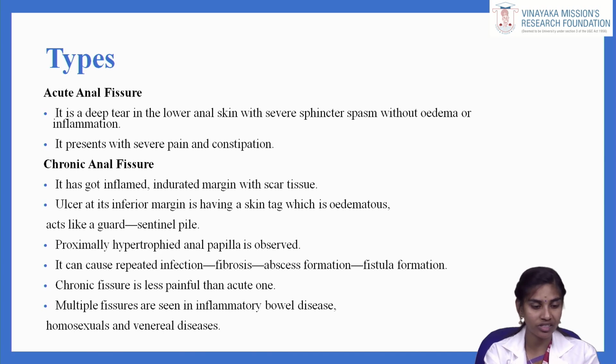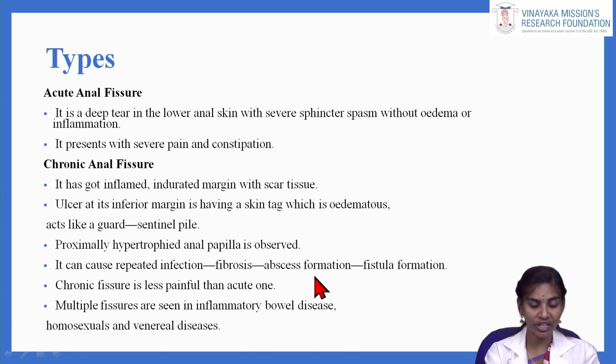It presents with severe pain and constipation. In chronic anal fissure, it has an inflamed, indurated margin with scar tissue. The ulcer at its inferior margin has a skin tag which is edematous and acts like a sentinel pile. Proximally, a hypertrophied anal papilla is observed. It can cause repeated infections, fibrosis, abscess formation and fistula formation.